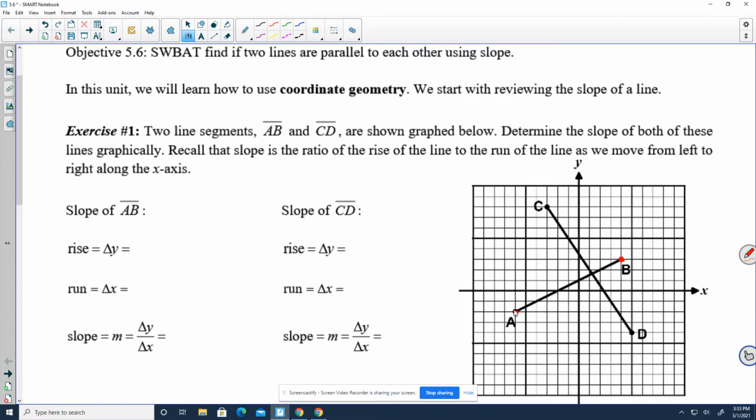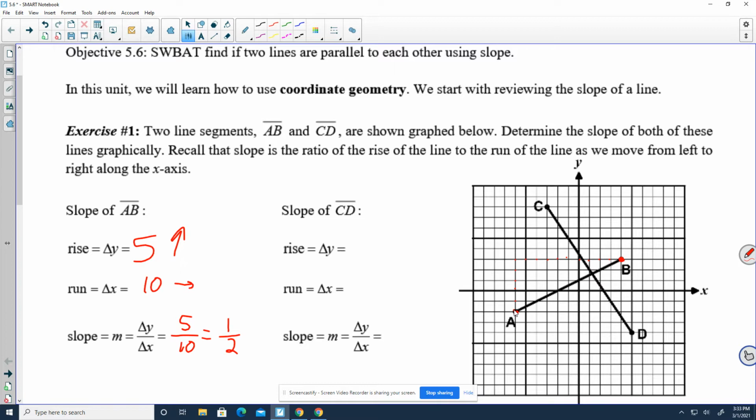To get from point A to point B, I'm going to go up 1, 2, 3, 4, 5, and to the right 1, 2, 3, 4, 5, 6, 7, 8, 9, 10. So my rise is 5. I'm going up 5, and I'm going right 10. So my slope is going to be 5 over 10, but 5 over 10 simplifies to 1/2.